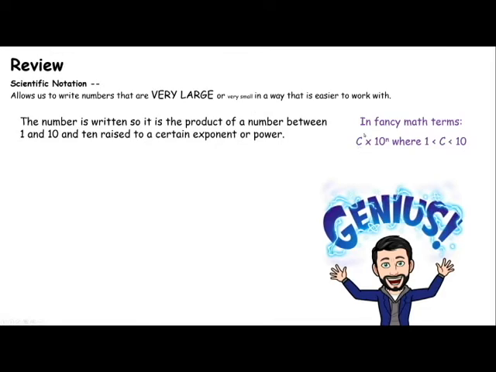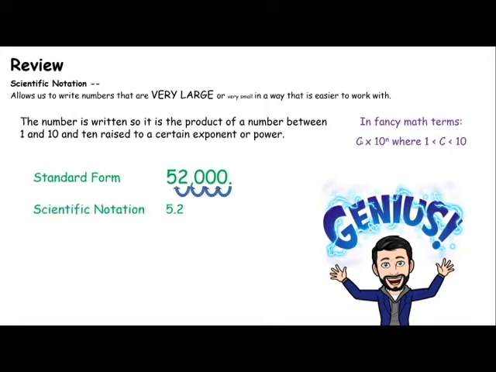We want a number that is between 1 and 10 multiplied by 10 to a certain power. If we have really big numbers, like 52,000, we want to write it so that in scientific notation our decimal is moved 1, 2, 3, 4 places, giving us 5.2. Then to make the 5.2 equivalent to 52,000, we multiply by 10 four times. 5.2 times 10 is 52, times 10 again is 520, times 10 again is 5,200, times 10 again is 52,000.